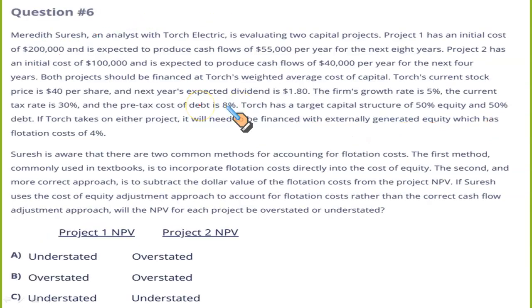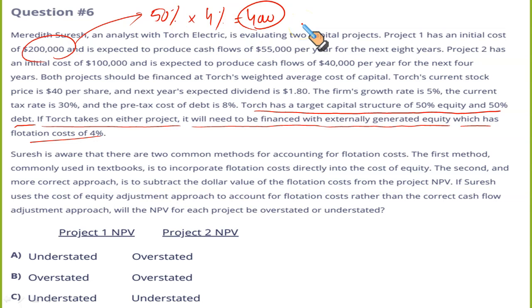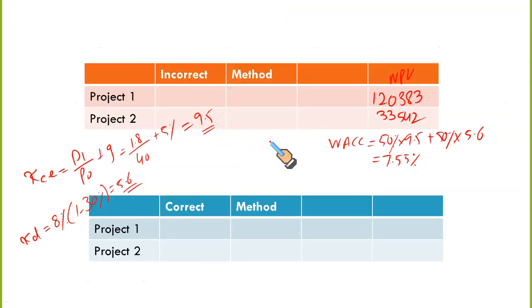All right. It says the Torch has a target capital structure of 50% of equity and 50% of debt, and they want to maintain this structure. If Torch takes on either project, it will need to be financed with external generated equity, which has flotation cost of 4%. In the first project, total project size is $200,000. 50% of this would come from equity, and the flotation cost is 4%. So that makes 100,000 times 4%, that is $4,000. So it means the flotation cost for the first project would be $4,000. For the second project, simply 100,000 times 50% times 4%, that will be just $2,000. So these are the two additional cash outflows.